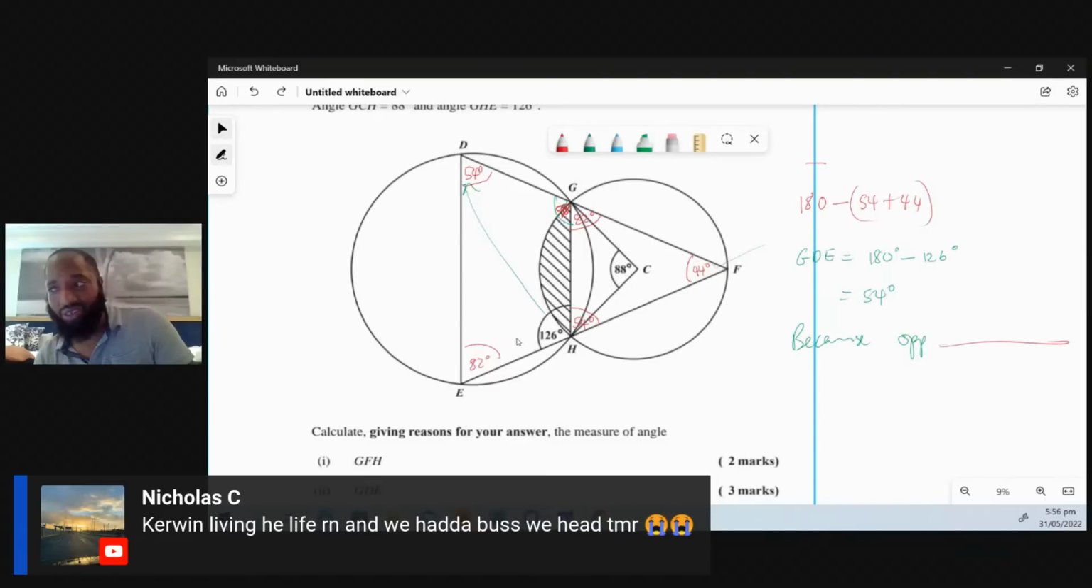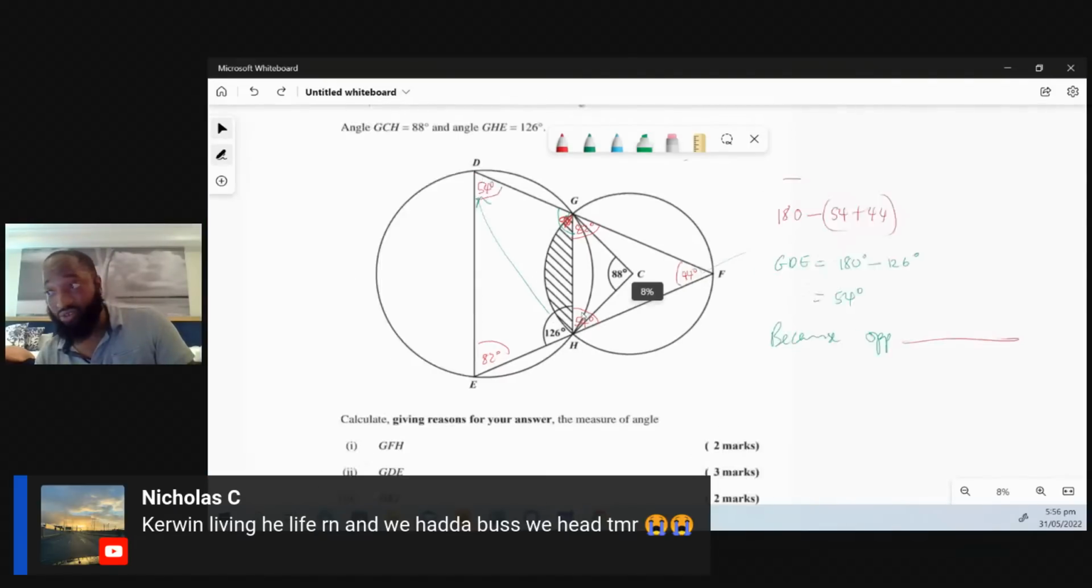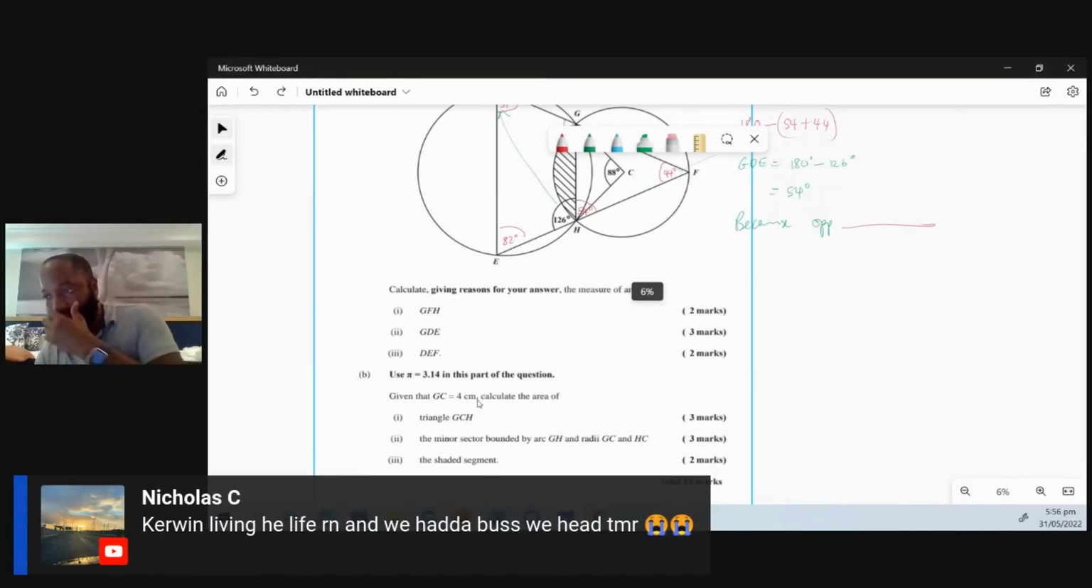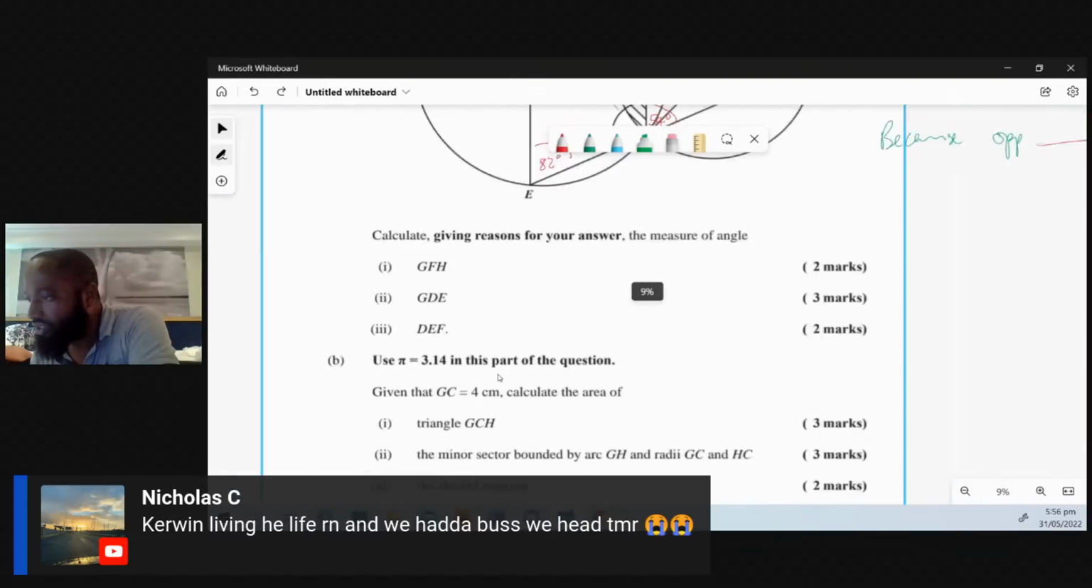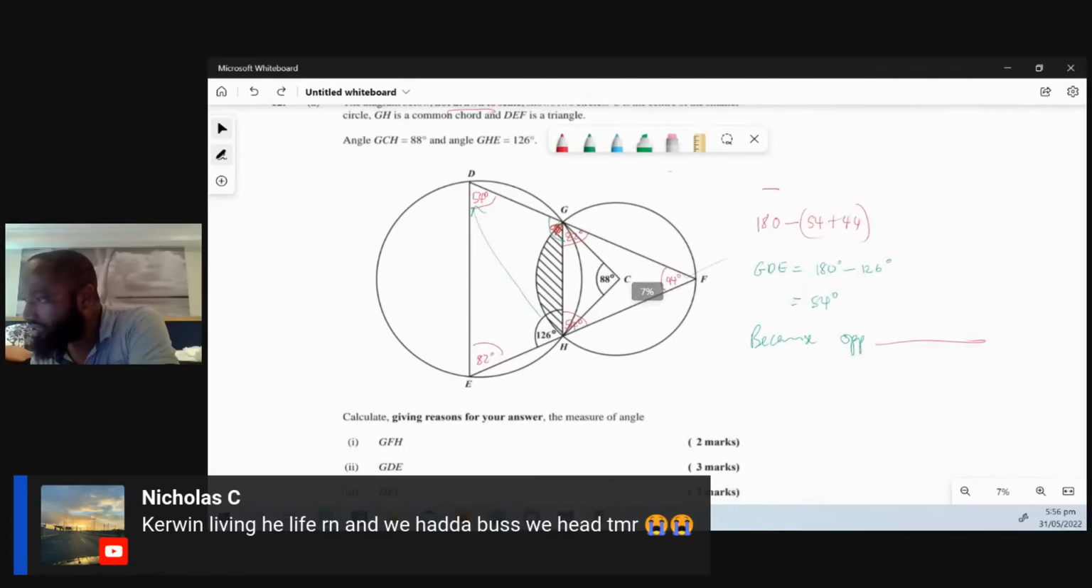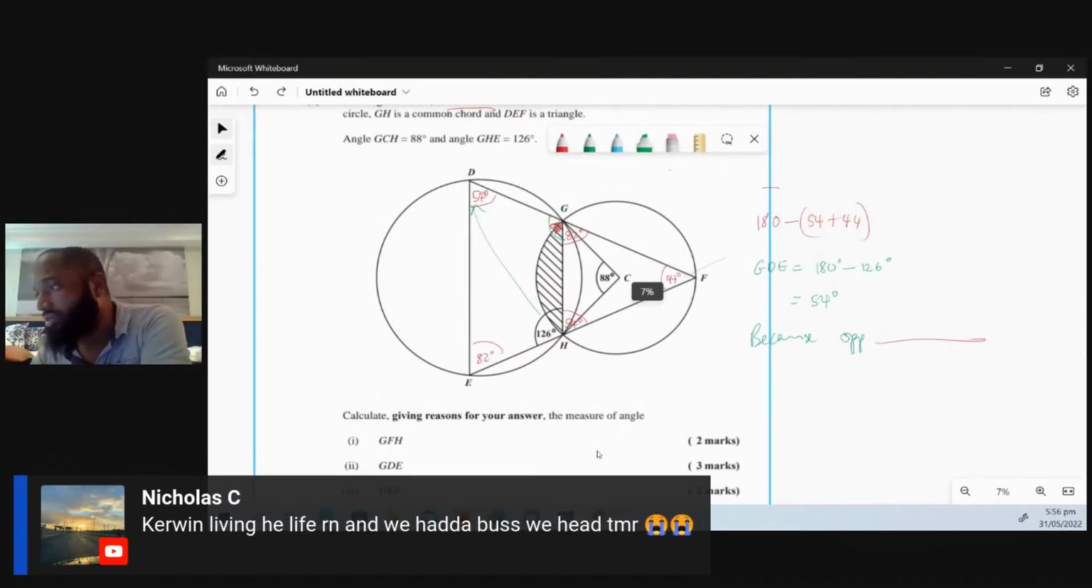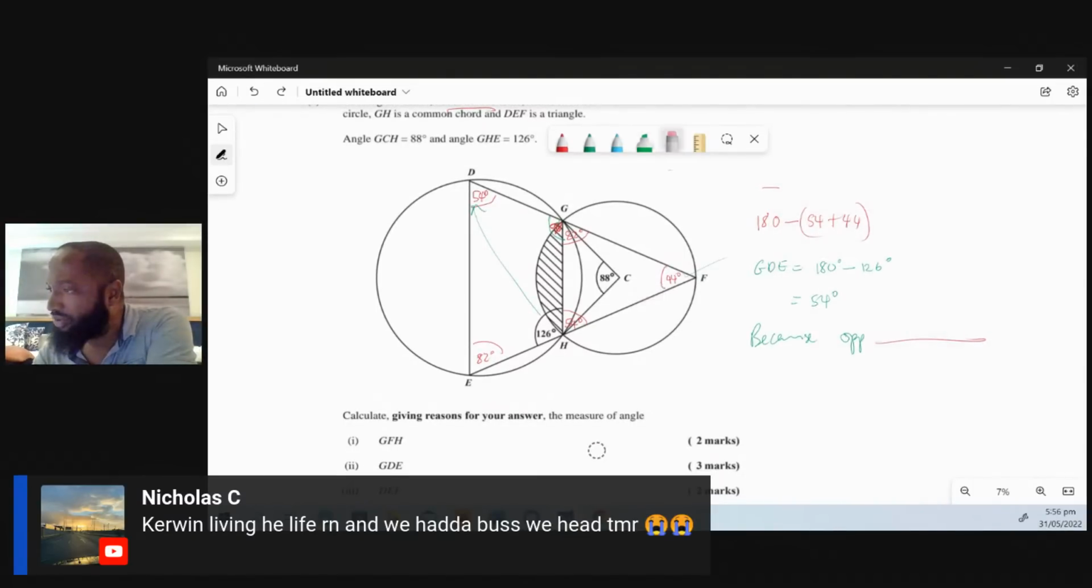So this question should be easy, but the diagram is drawn really ridiculous. So you didn't really know what's going on. Using pi equal 3.14 in this part of the question, given that GC is equal to 4 centimeters, GC, 4 centimeters. All right. I'll be removing all these angles and things, right? So GC, they're going to make it do something else here. GC is 4 centimeters.